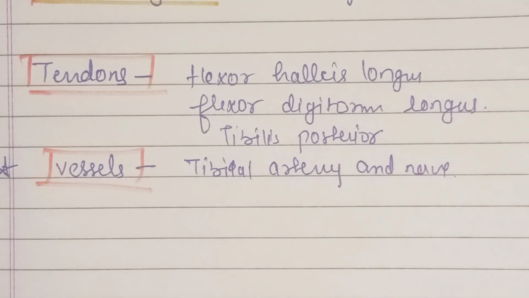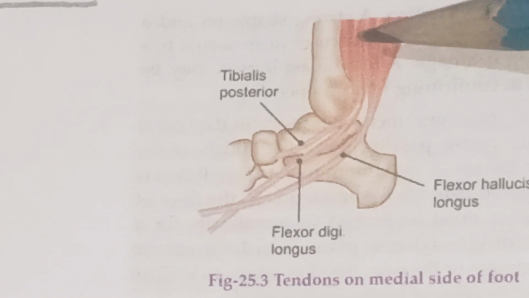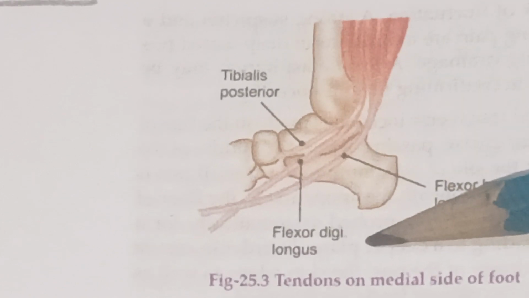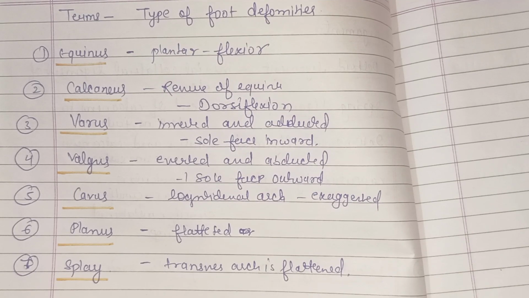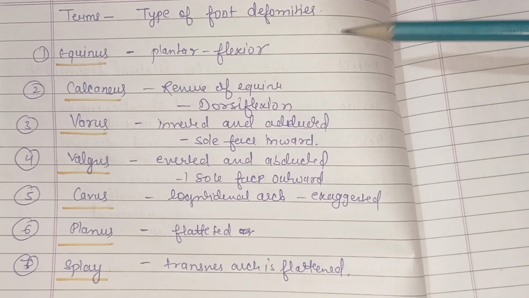Now the tendons and the vessels. Mainly 3 tendons: tibialis posterior, flexor digitorum longus, and flexor hallucis longus. These are the tendons present behind the medial malleolus of the ankle, along with the vessels and nerve: the posterior tibial artery and the posterior tibial nerve. Here is the diagram. You can see the tibialis posterior, flexor digitorum longus, and the flexor hallucis longus. So these are the basics of the tendons and ligaments. These are completed. Now the types of deformities which are involved in CTEV.